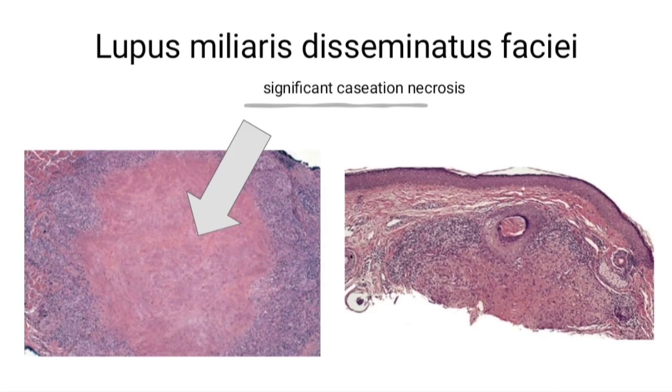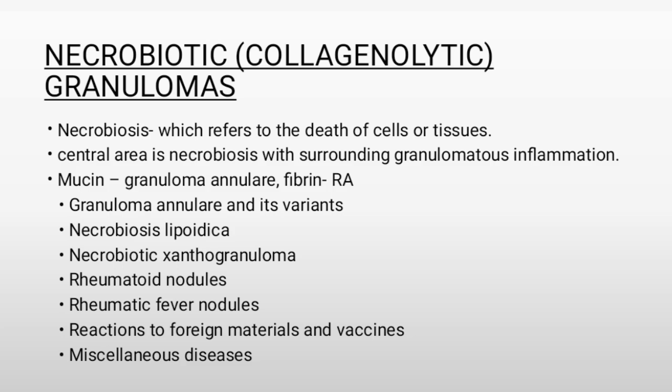Coming to necrobiotic or collagenolytic granuloma. Necrobiosis means death of cells or tissues. The center area will contain necrobiosis with surrounding granulomatous inflammation. So in granuloma annulare, which is the classic necrobiotic granuloma, mucin will be abundant, whereas in rheumatoid arthritis, we can get fibrin predominant in the center of the granuloma.